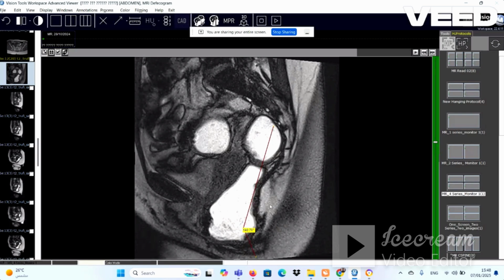Let us measure the anorectal angle, between the line parallel to the anal canal and the line parallel to the posterior rectal wall. This angle was increased to 140. As we compare to the resting anorectal angle of 120, the difference is around 20 degrees, so it's accepted.